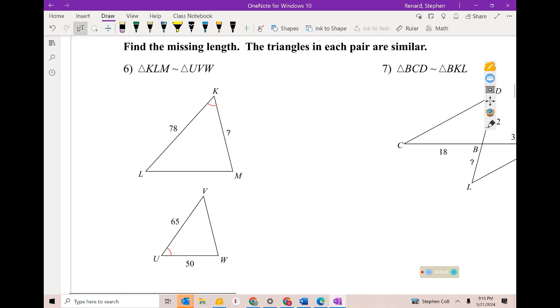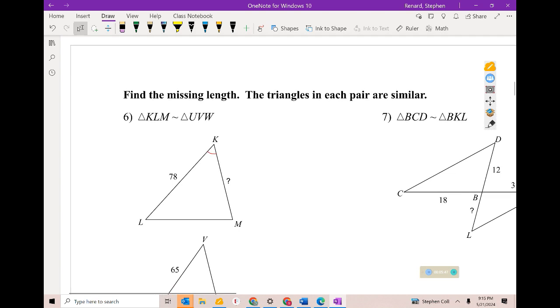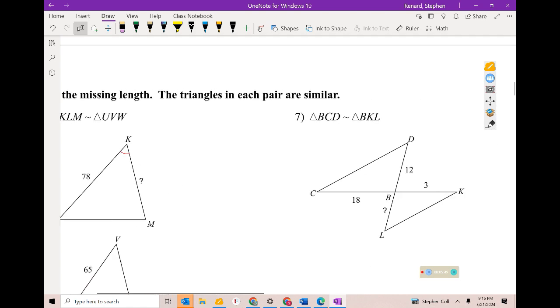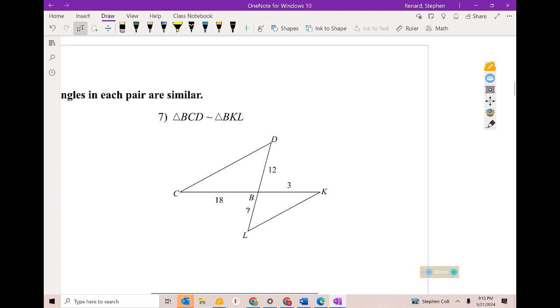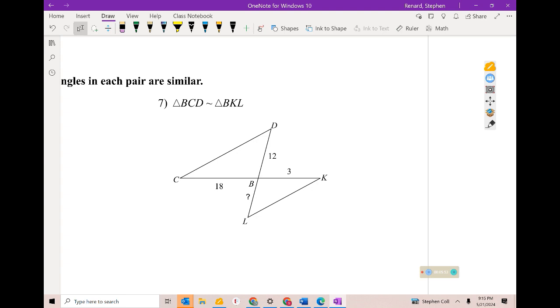Okay, so let's look at number 7. Find the missing length. The triangles are similar. So we know they're similar here. We know that BCD is similar, sorry, to BKL. So that's going to help us when we set it up.